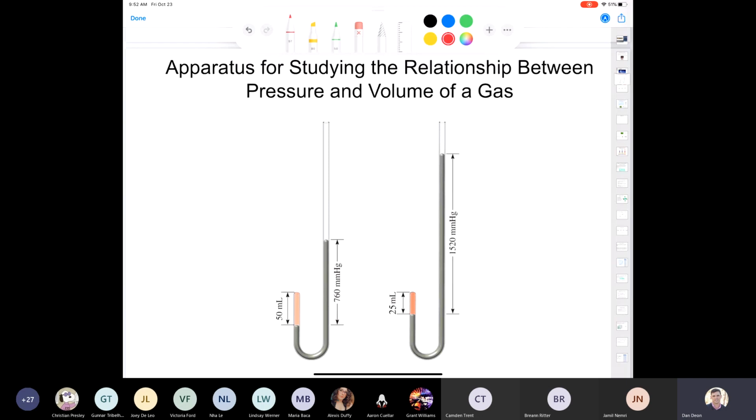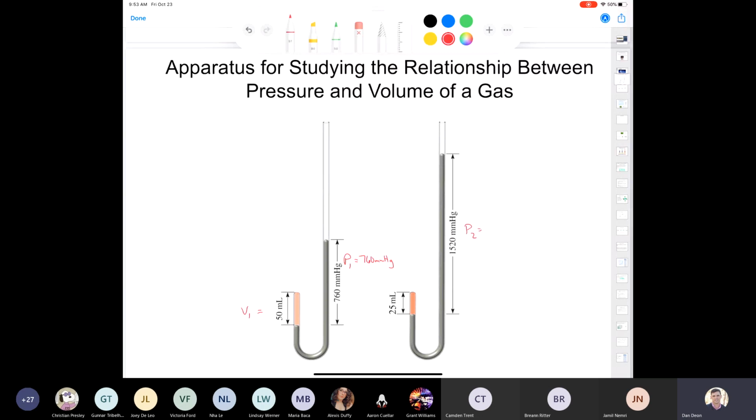Just a simple apparatus that shows we have volume of gas here. That volume is 50 milliliters. And you can see that we have a pressure, which is atmospheric pressure. I'm going to call that P1 and V1. So 760 millimeters of mercury. What happens when you double that pressure? Look at this. When you increase the pressure, take 760 in your calculator and multiply by 2, you get 1520.